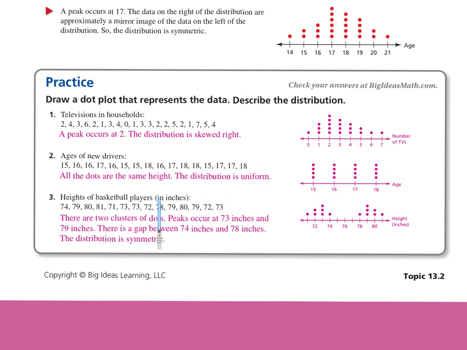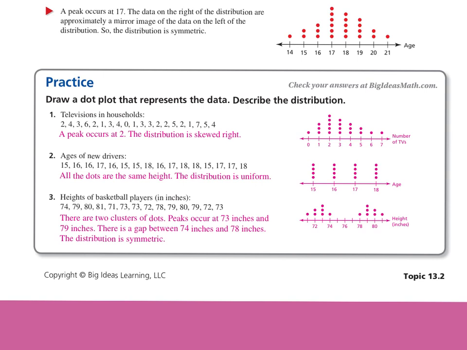This one right here, we can see all of the data is right here. And there are 2 clusters. We have it right here and right here. The peaks occur at 73 and 79 because they're tied, that you can have more than one peak. There is a gap in between 74 and 78 where there's no data. And the distribution is symmetric because it's the same over here as it is over here, approximately. Very seldom when you're doing things in the real world are things exactly the same on both sides. So we kind of have to say, oh, it's symmetric for the most part, okay?